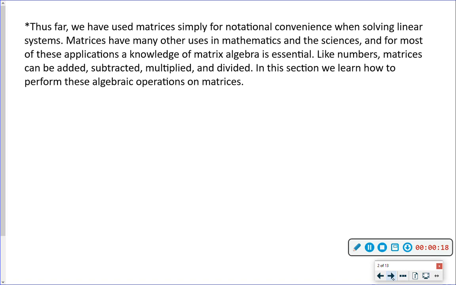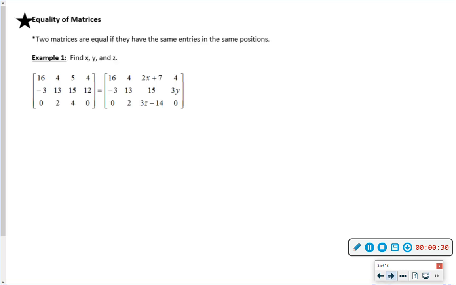So we've used mostly our matrices to solve systems of equations. Well, matrices come up, like I said, in computer programming, definitely an application there. Different operations you want to be able to do with your matrices. So we're going to hit the easy ones in here. We're going to do equality of matrices, adding, subtracting, multiplying.